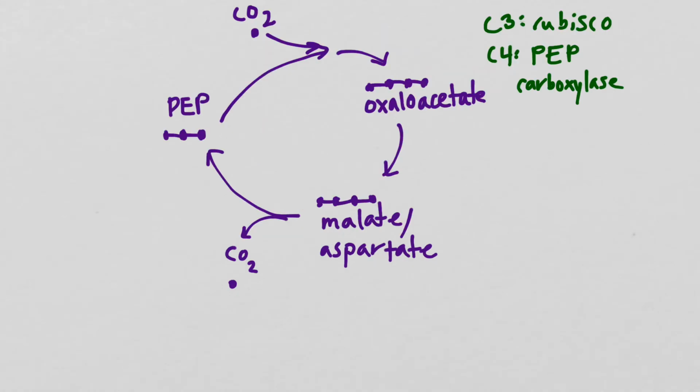But let's look back here. Why do we take this 4-carbon oxaloacetate and then turn it into malate or aspartate? We actually do the conversion. What's the point if we're only making more carbon dioxide, right? But malate, that is made in the mesophyll. Let's write that in.